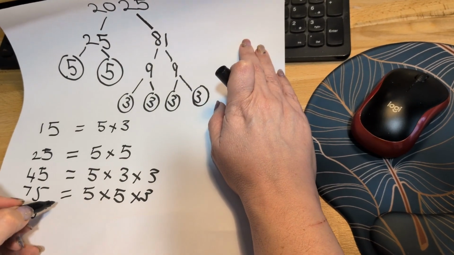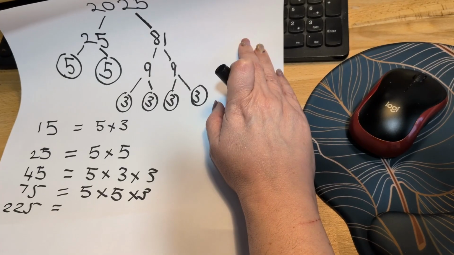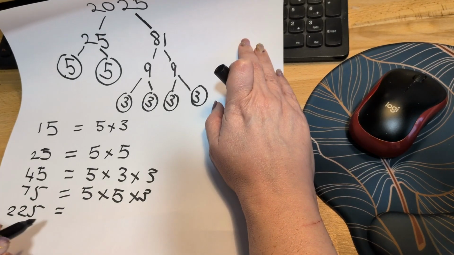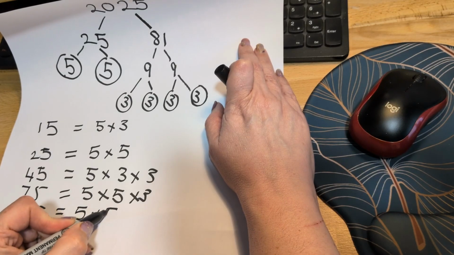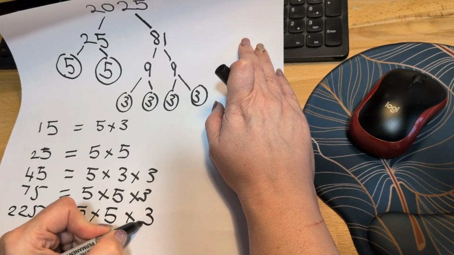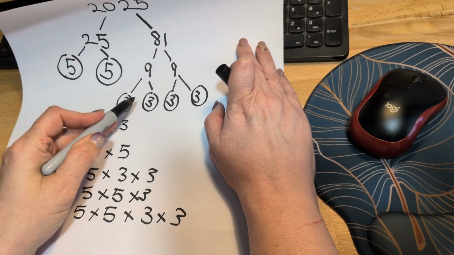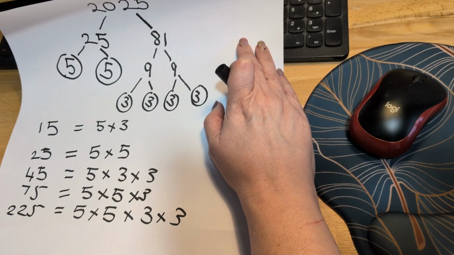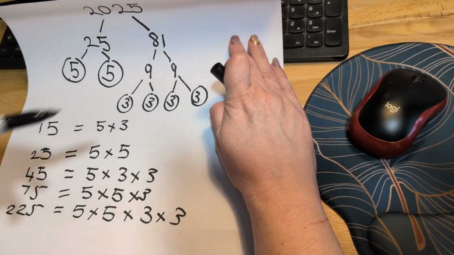And lastly, 225. I can see that 25 goes into 225. It goes into it 9 times, so it must be 5 times 5 times 3 times 3. And again, we have 5, 5, 3 and 3, which means that 225 is also a factor. So that's it. The answer is all of them. They were all factors.